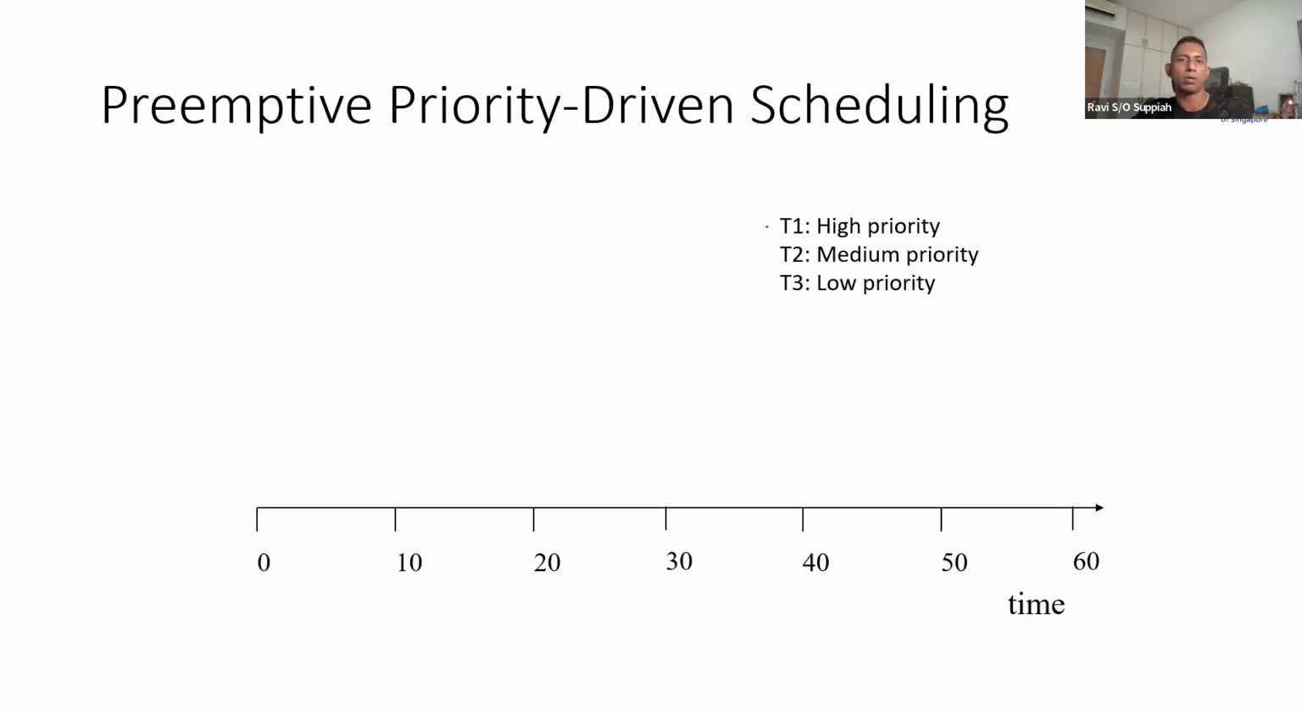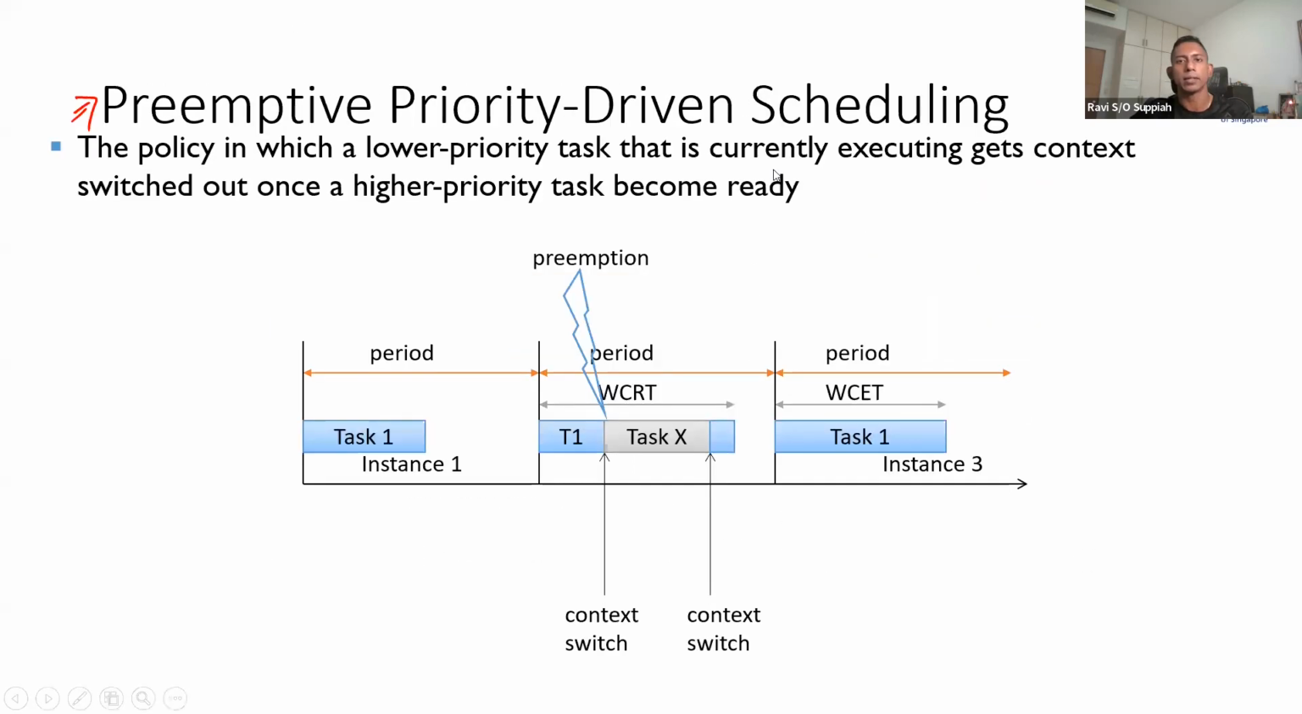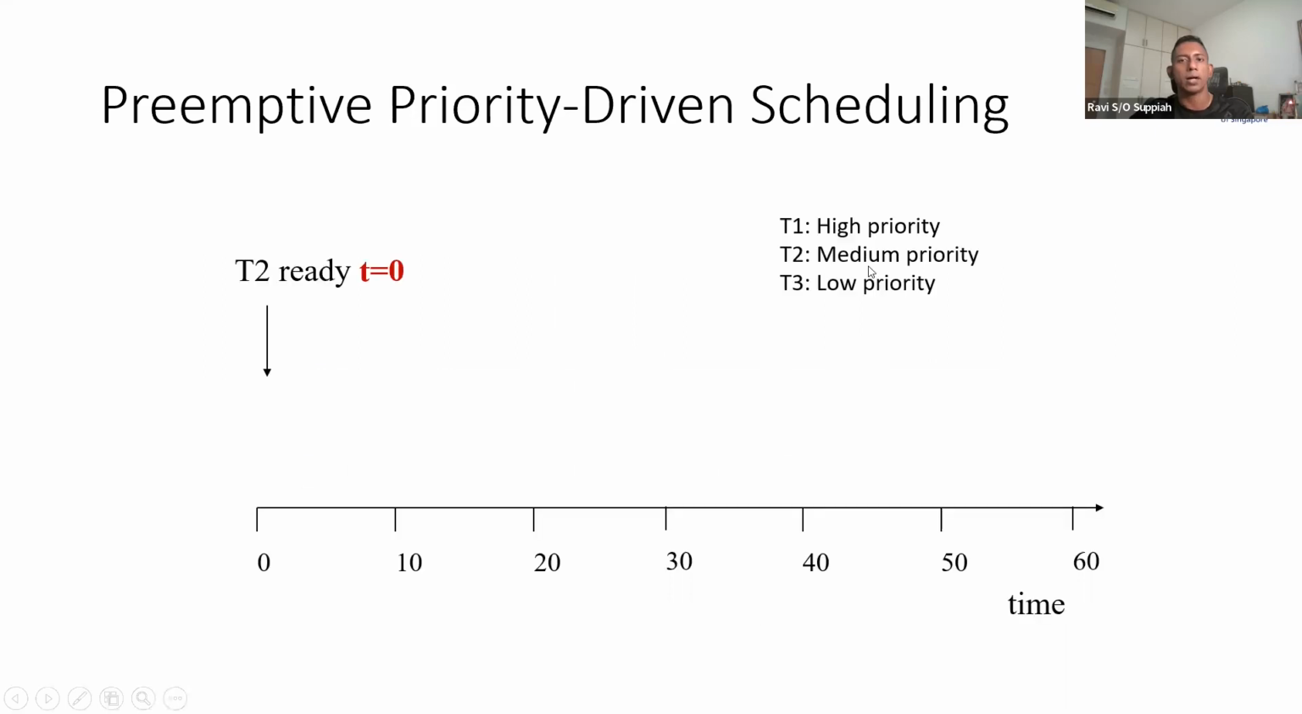So let's look at how such a system could work. Okay, so we already saw this in the last demo last week, but we will see this again. Okay, so now I have 3 tasks, T1, T2, and T3. Task 1 is high priority, task 2 is medium priority, and task 3 is low priority. Let's assume that at time t equals 0, only task 2 is ready. So even though I have task 1 and task 3, at time t equals 0 only task 2 is ready, so task 2 will run.